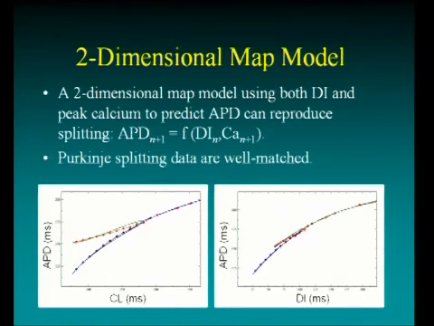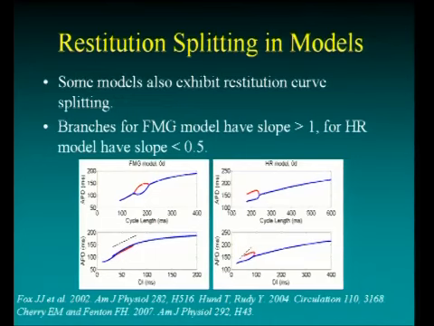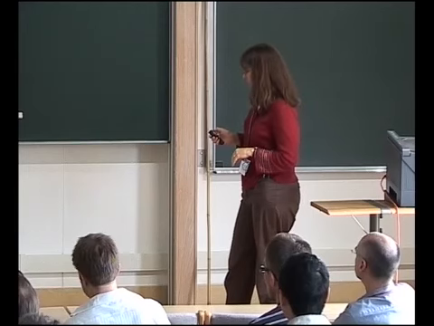I don't have time to go into details here, but essentially you can see that the experimental data, in the solid line, is well matched by the two-dimensional map, in the dots. So both for the cycle length plot and for the splitting in the diastolic interval. And this is for Purkinje as well. We also looked at this in some mathematical models.